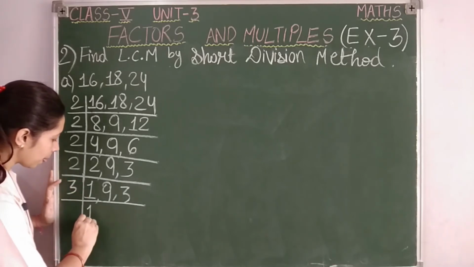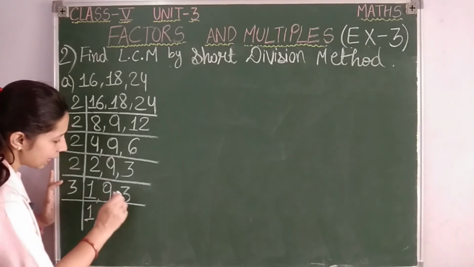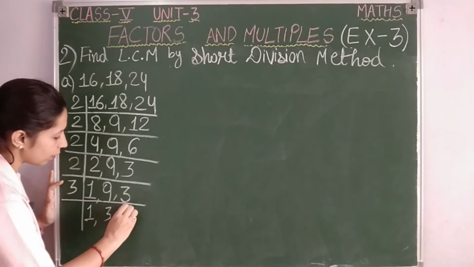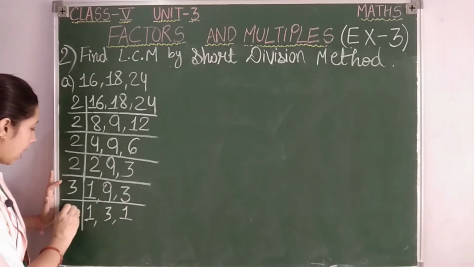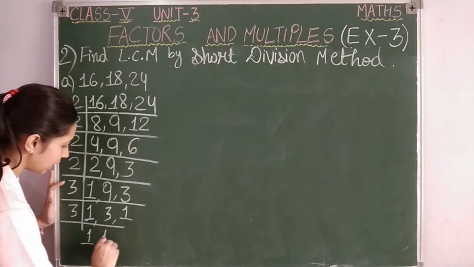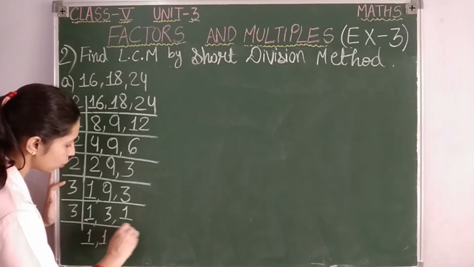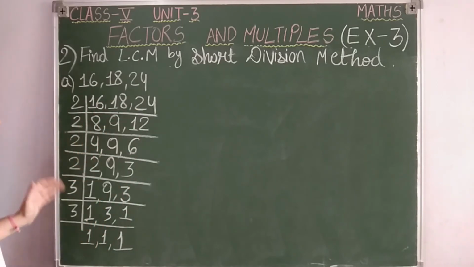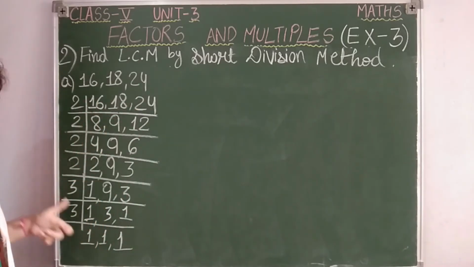Copy 1. 3 3s are 9 and this 3 is also divisible by 3. So 3 1s are 3. Now the last number is 3 again. 3 1s are 3. Understood, students? Now for all three given numbers we got the product of prime factors.